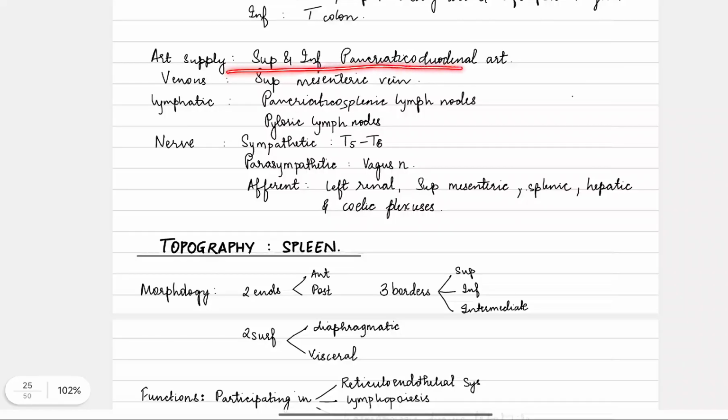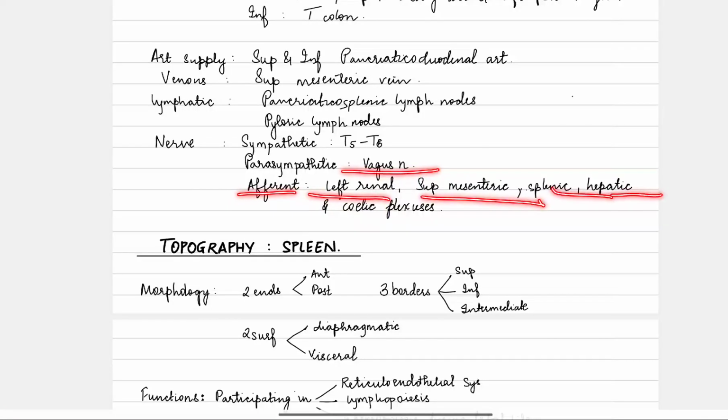Arterial supply is superior and inferior pancreatoduodenal artery. Venous is superior mesenteric vein. Lymphatic is pancreatosplenic lymph node, pyloric lymph node. Nerve is sympathetic, which is T5 to T6. Parasympathetic is vagus. Efferent is left renal, superior mesenteric, splenic, hepatic and colic plexus.